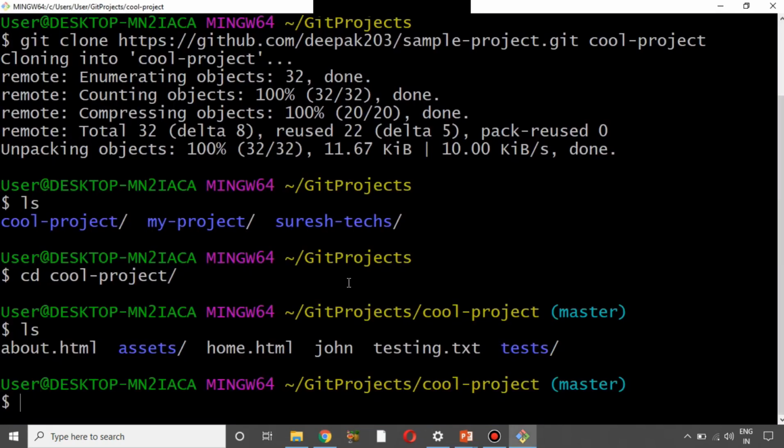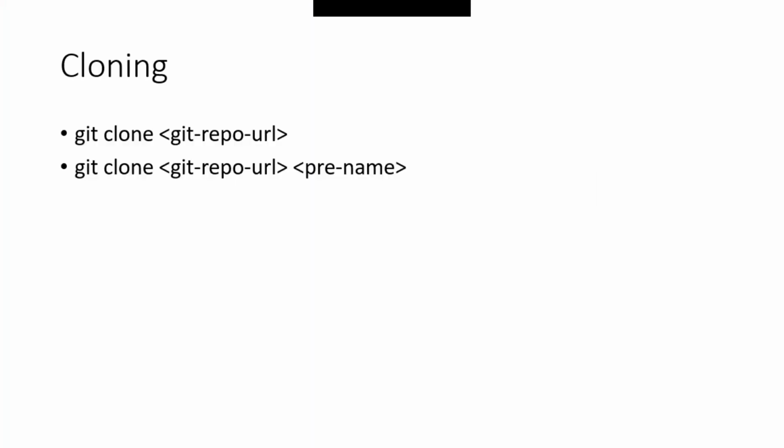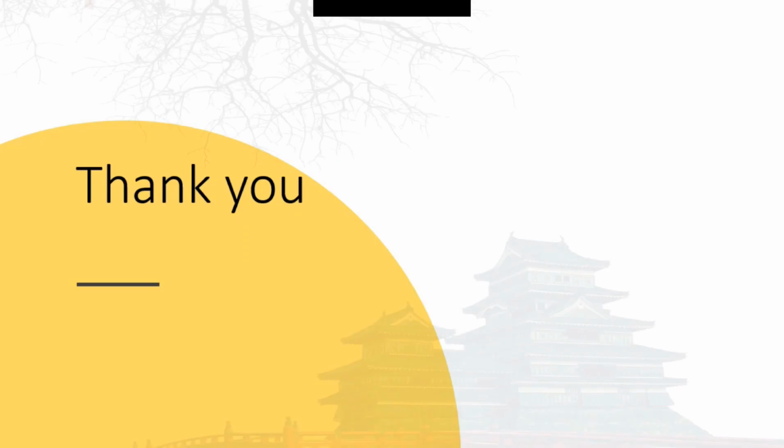So that's great. Today we talked about git cloning. If you ever clone any kind of project, it is going to by default provide you a folder with the name of the repository, and if you ever want that folder to be named something different, you could do that using git clone followed by the git repository URL and then the preferred name.